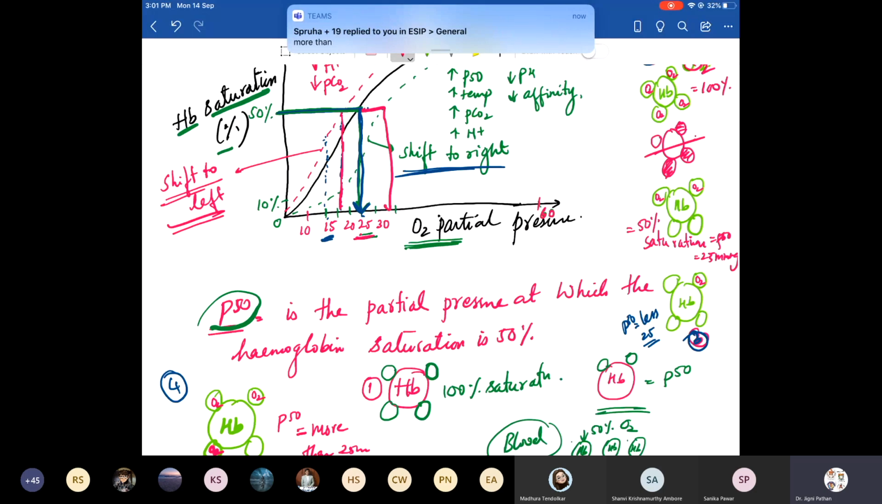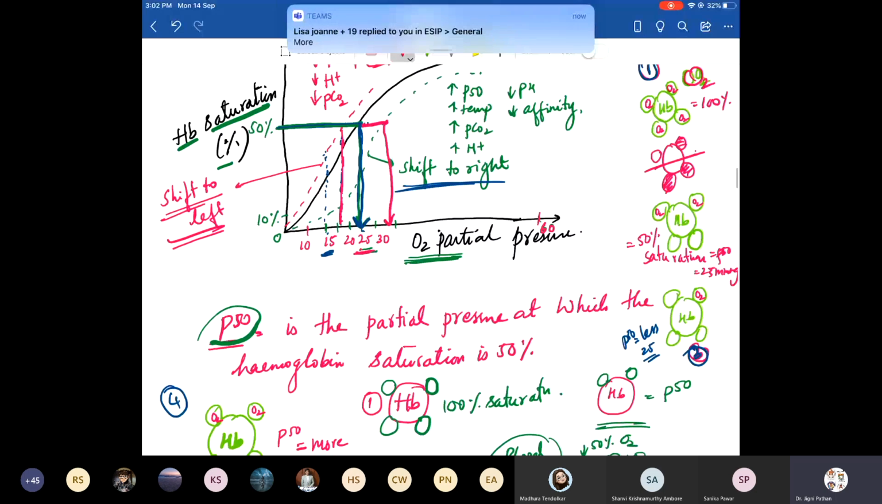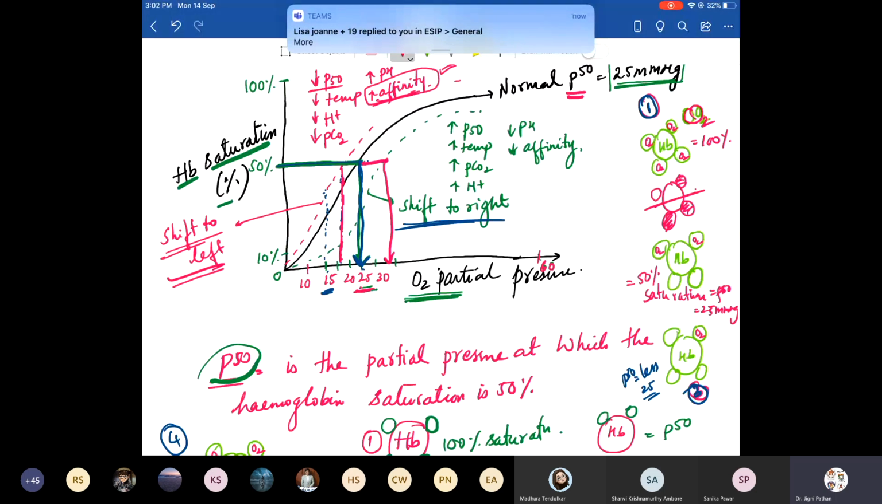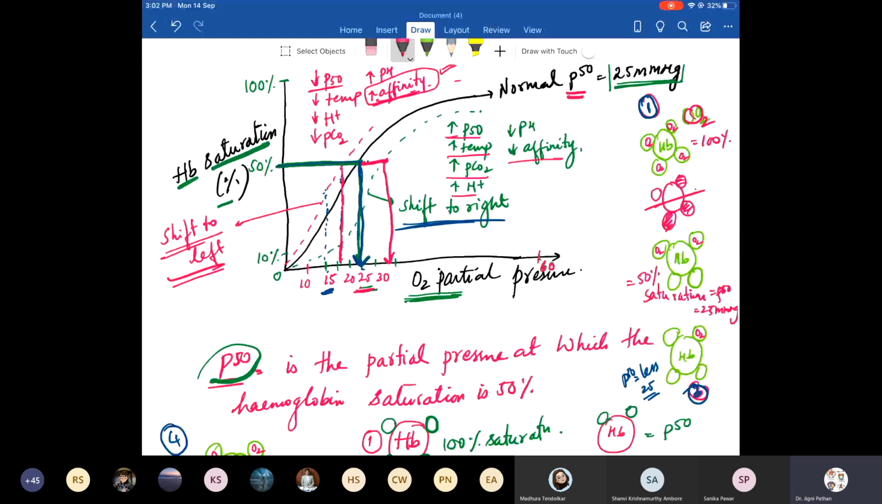So you can see when you extrapolate this point, where are you coming? You are coming to near 30. Yes or no? This means, when does this happen? This happens when P50 is increasing, temperature increases, partial carbon dioxide increases, H plus ion increases, but pH and the affinity decrease.